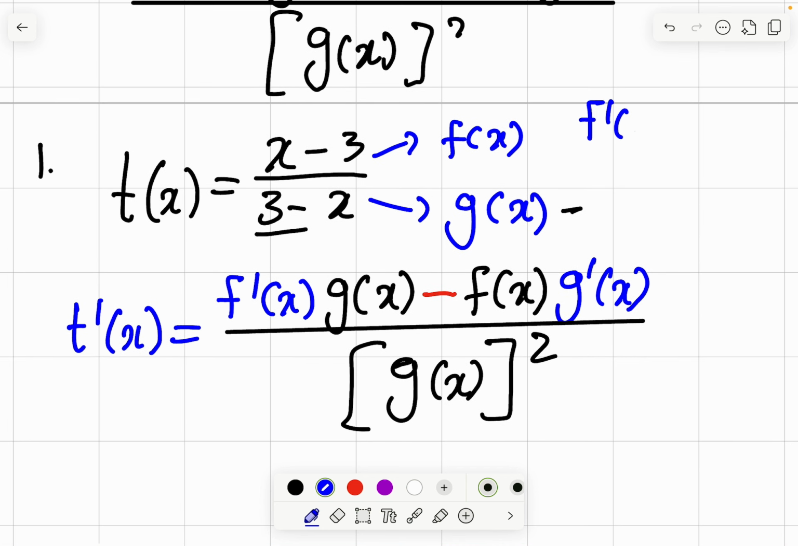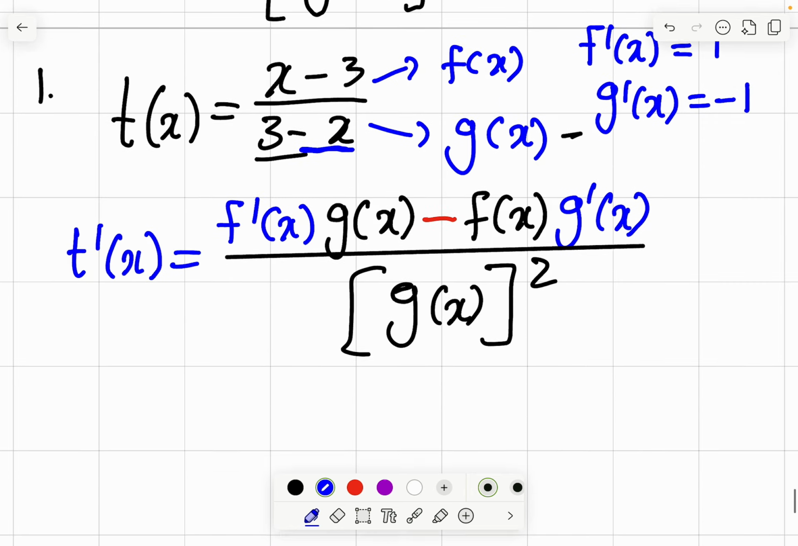Our f prime of x is going to be what? Is going to be 1. Right? Therefore, our g prime of x is going to be what? The derivative of 3 minus x is going to be what? Negative 1. Because this x here is negative x, meaning it's going to be negative x.